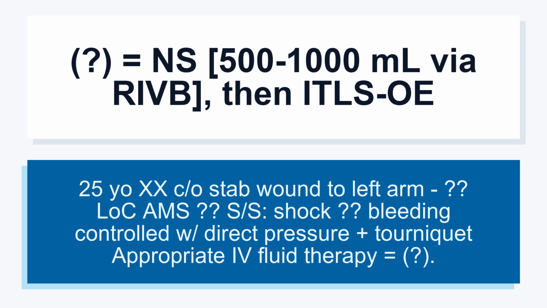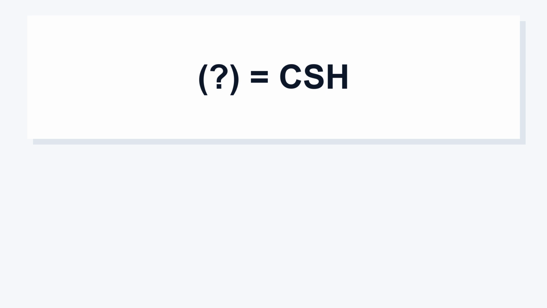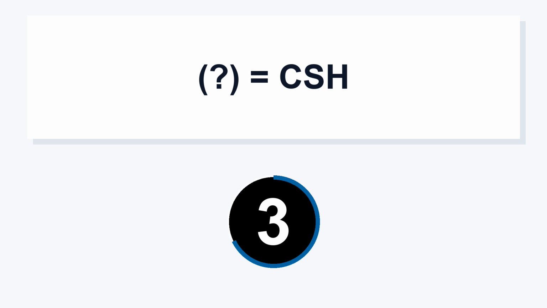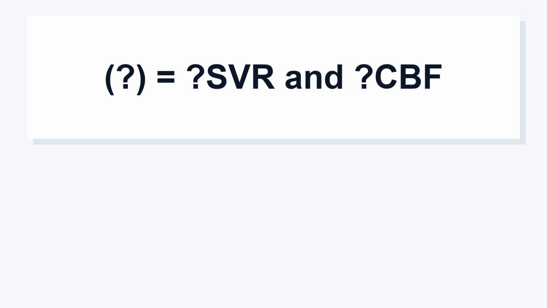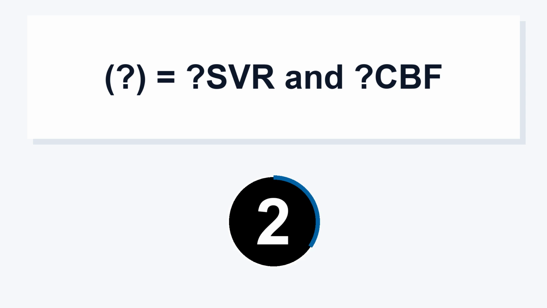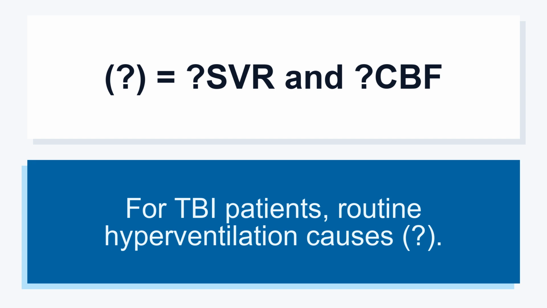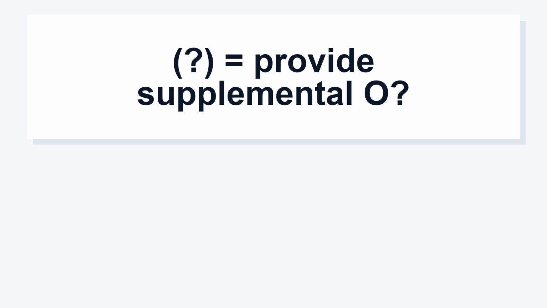25 XXC/O stab wound to left arm, lock AMS, S/S shock, bleeding controlled with direct pressure plus tourniquet. Appropriate fluid therapy equals CSH. CSH stands for cerebral herniation syndrome. Equals SVR and CBF. For TBI patients, routine hyperventilation causes, equals provide supplemental O.